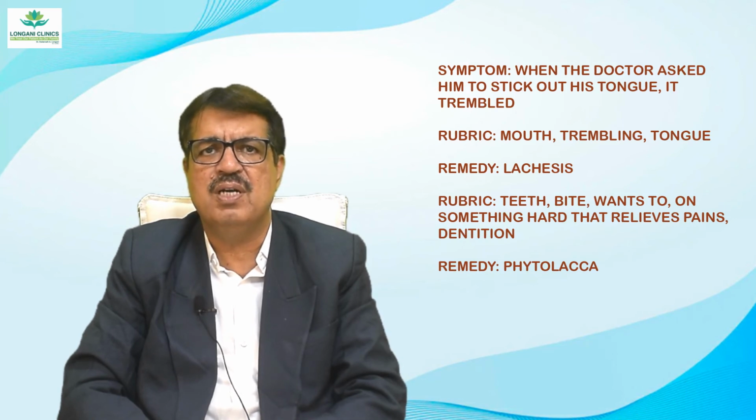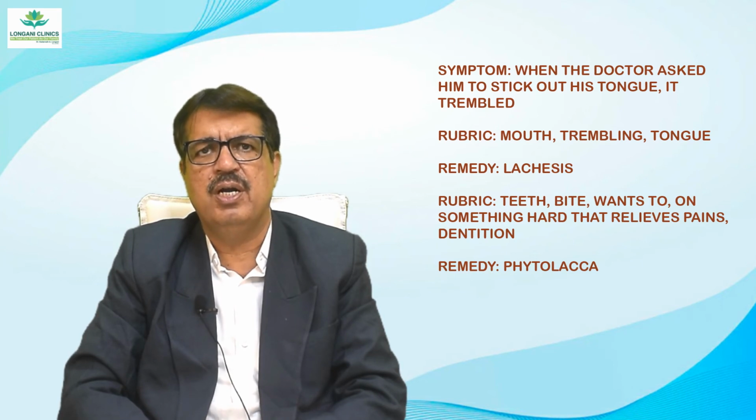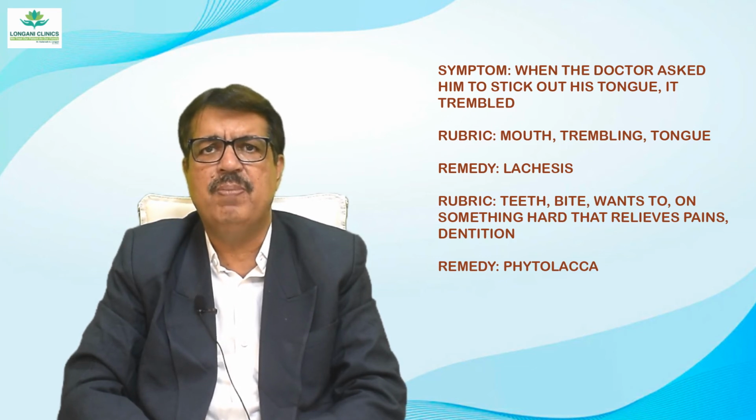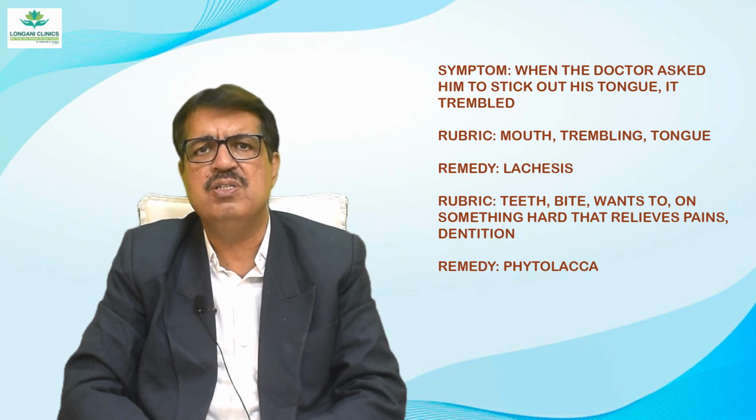Symptom: when the doctor asked him to stick out his tongue, it trembled. Rubric: mouth, trembling tongue. The remedy is lachesis. Next, the rubric: teeth, biting, wants to bite on something hard, relieves the pain, dentition. The remedy is phytolacca.